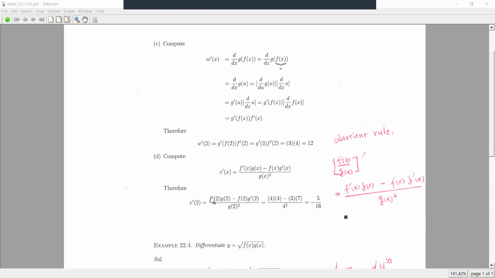From the given table, derivative of f at point 2 is 4. g at point 2 is 4. f at point 2 is 3. And the derivative of g at point 2 is 7. g at point 2 is 4. So this number is the derivative of v at point 2.